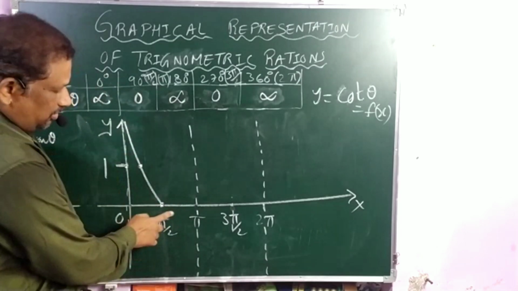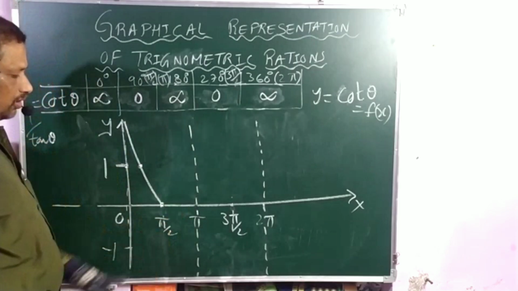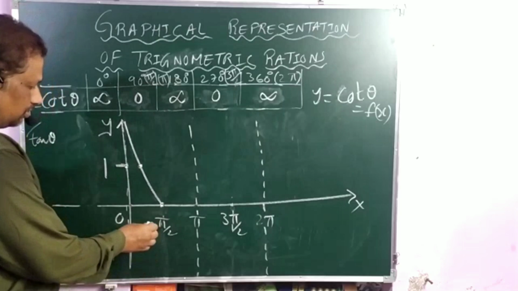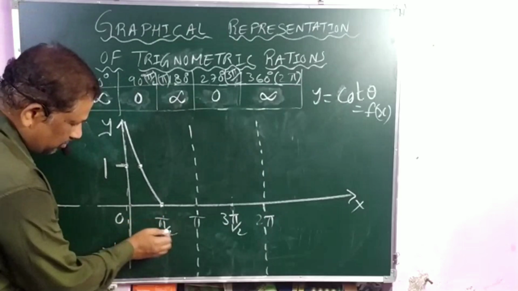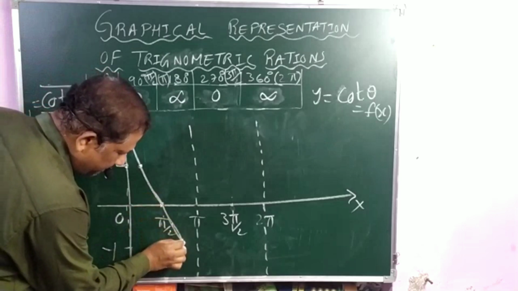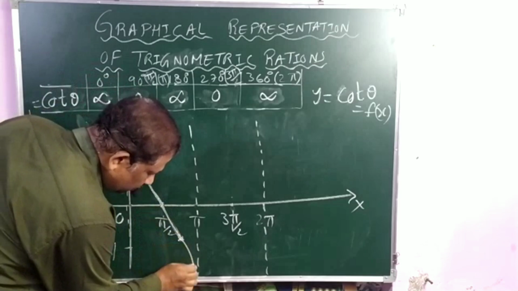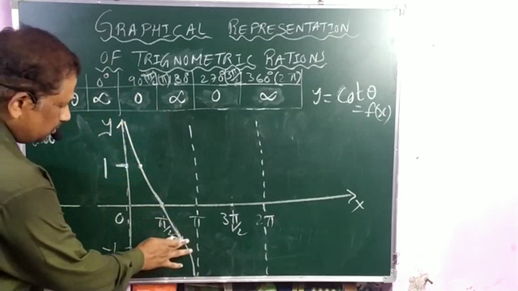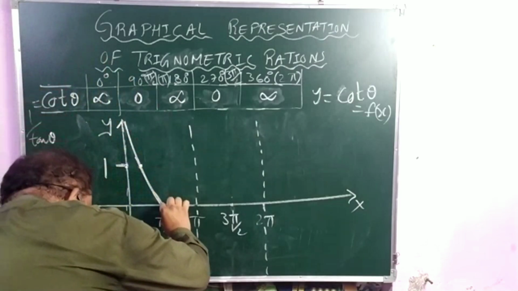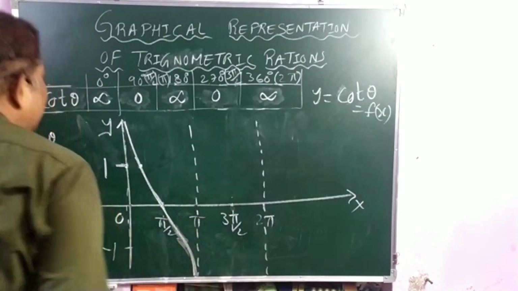Next 90 to 180 degrees. In the second quadrant, cot and tan are negative. So for 135 degrees here comes minus 1. Minus 1. And again it goes to infinity. Okay. This is the graph, it comes like this.